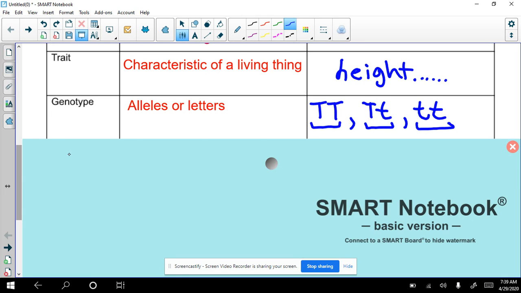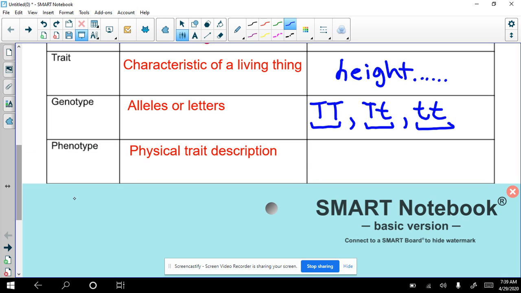Okay. Now, phenotype is physically what you're going to be. Are you going to be, like I just said, a tall person or a short person? Now, for our purposes, we are just going to say there's two options, tall and short. I know that that's not necessarily the case with traits in real life. There's lots of different heights of people, but to make things easy for our activity today, there's only two options, tall and short, okay?